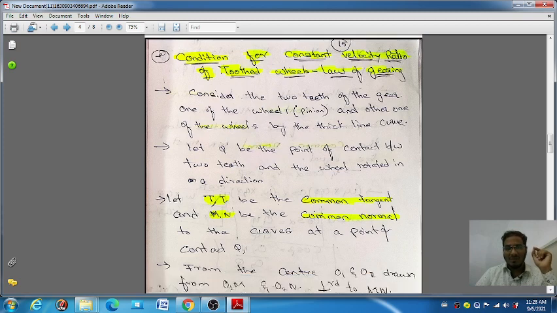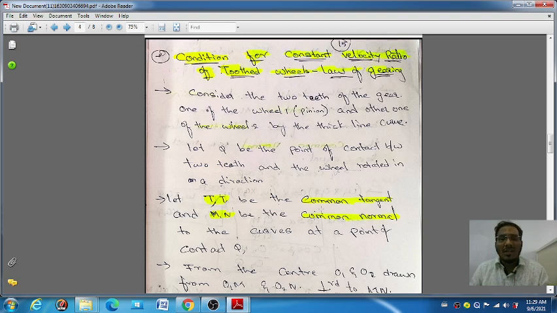Law of gearing. Okay. So first, in this case, we are considering two different teeth of the gear. One wheel is called the pinion and the other wheel is called the involute curve. Okay. Or else we can draw it also.